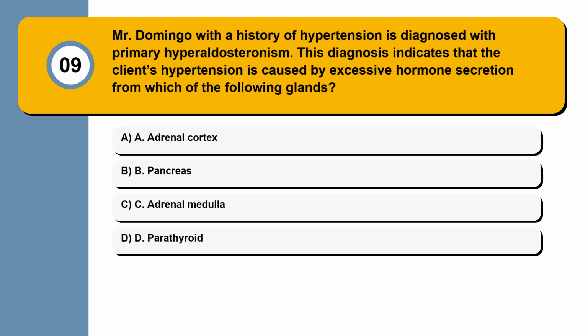Question 9. Mr. Domingo with a history of hypertension is diagnosed with primary hyperaldosteronism. This diagnosis indicates that the client's hypertension is caused by excessive hormone secretion from which of the following glands? A. Adrenal cortex. B. Pancreas. C. The adrenal medulla. D. Parathyroid.